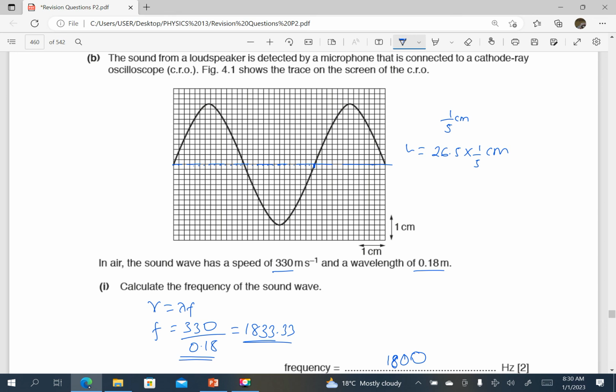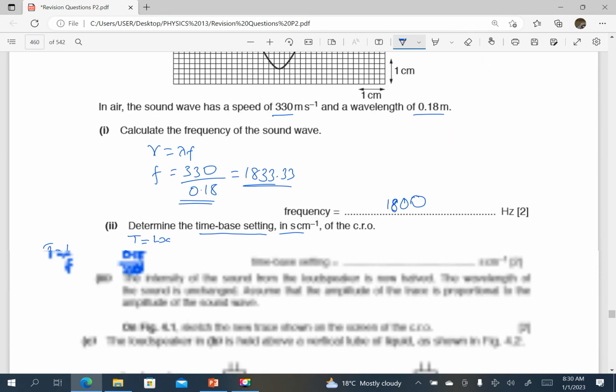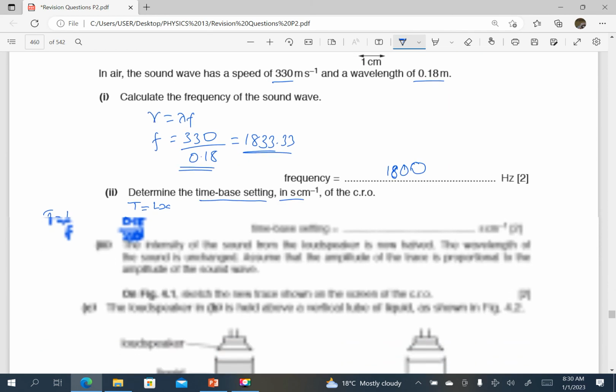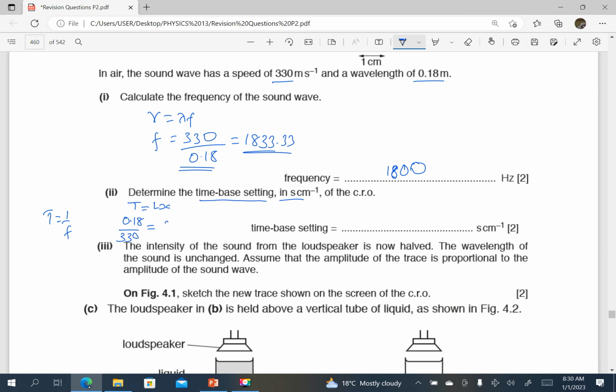And 26.5 divided by 5, this means the length representing one cycle is 5.3 centimeters. So L is 5.3 centimeters. So this is 5.3 centimeters times x. Remember, this is period, and period is in seconds. So this is in seconds.